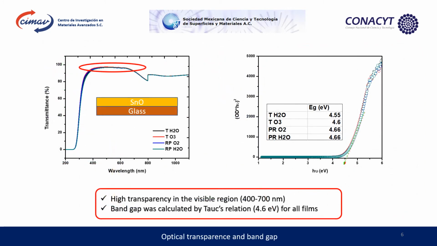Optical properties were measured on tin oxide films on glass, and they have high optical transparency, around 80% in the visible region. This is good because they can be used as electron transport layer in perovskite solar cells. In addition, all films have a bandgap around 4.6 electron volts, which was determined with the Tauc relation.